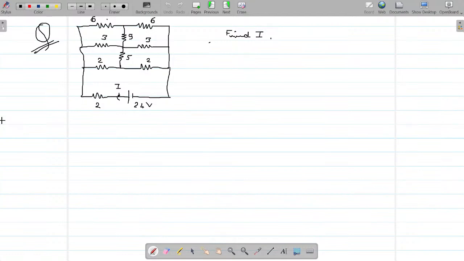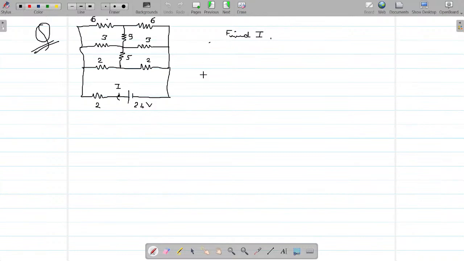Okay, I'll solve this for you. What do you see in this network? Again, 6 parallel to 3, 6 parallel to 3. No current will flow in this branch, right? Similarly, no current will flow in this branch because it is a balanced bridge structure. And if it is a balanced bridge structure, these two branches will eventually have no current flowing through them.